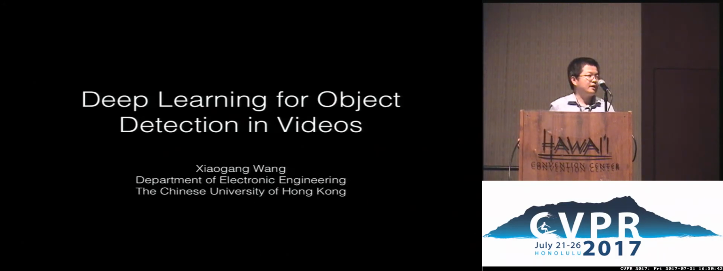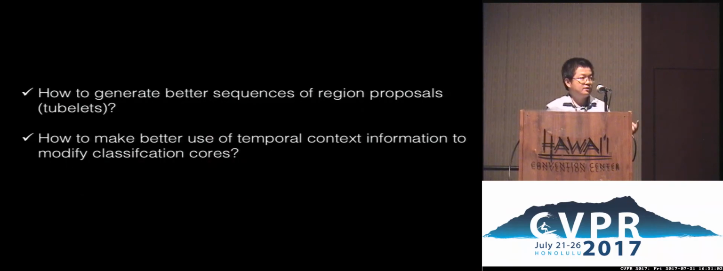Because in many application scenarios, for example, in surveillance, driving or robotics, we deal with video streams. Okay, so beyond object detection from still images, we focus on two things, and how to generate the tubelets. We want to explore how to make better use of the tubelets to modify the classification score to improve the detection.